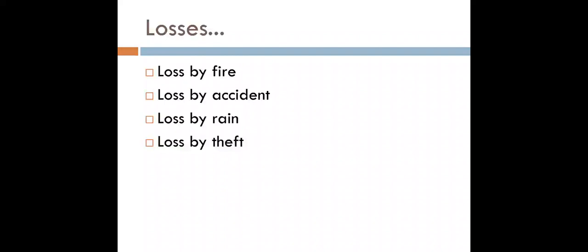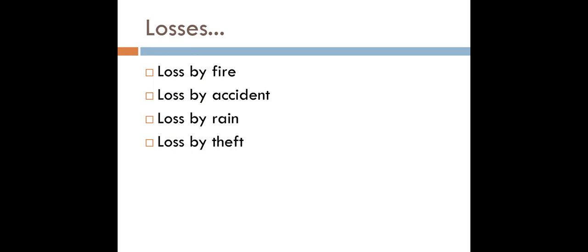There are some examples. Suppose loss by fire. Suppose there is a fire in our business and something is burnt. That is a loss, and the name of that loss is loss by fire. Then there is loss by accident. Suppose there is any accident in our business or outside the business and something is destroyed, our property is destroyed. That is our loss by accident. Rain: suppose due to rain our goods are damaged or destroyed, then that is called loss by rain.